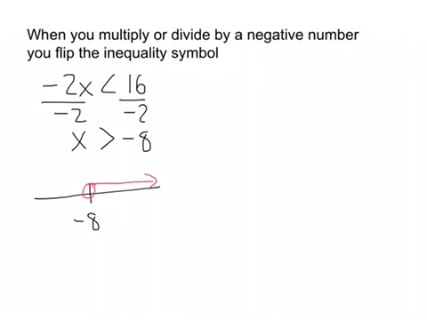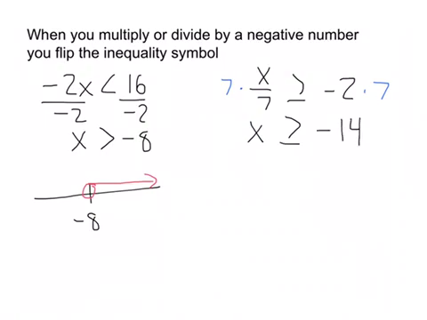Here's another example. If I have x divided by 7 is greater than or equal to negative 2, I want to solve this. So I want to get x by itself, so I'm going to multiply both sides by 7. When I do that, I'm going to get that x is greater than or equal to negative 14. Notice I didn't flip my inequality symbol here. Even though the 2 was negative, the number with the variable was not negative, so I don't have to flip it.